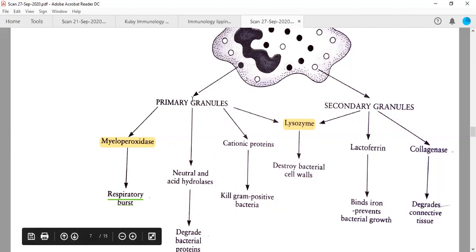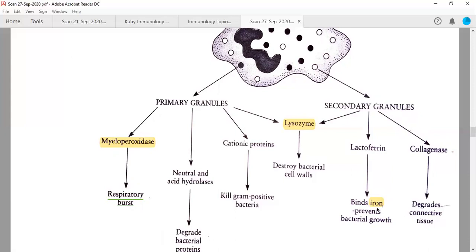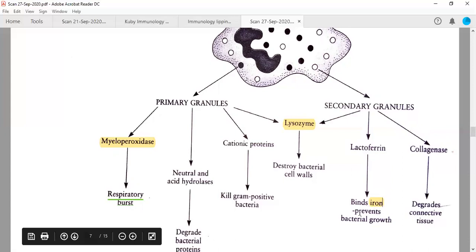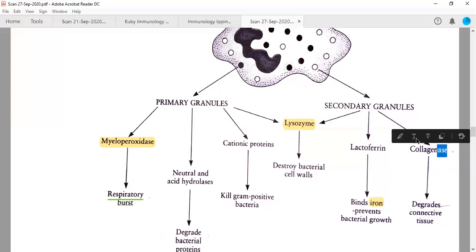There are some cationic proteins in the primary granule which will kill gram-positive bacteria directly. Then there's the iron binding protein lactoferrin, which binds with iron, and if the iron is sequestered, it will prevent bacterial growth, because microbial cells require iron for their growth. If the iron is not in a free state, lactoferrin will bind all the iron, so it will not allow the bacterial cell to grow. Collagenase will degrade the connective tissue in animals, because all animals have collagen. So collagenase is an enzyme which will degrade collagen.